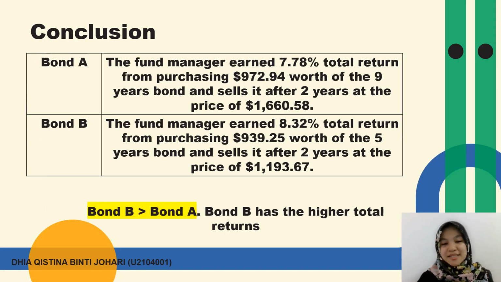So for the conclusion, we can say that bond A earned a 7.78% total return from purchasing at $972.94 and selling at the price of $1,660.58, while bond B earned an 8.32% total return from purchasing at $939.25 and selling at the price of $1,193.67. So we can see that bond B has a higher total return, which is 8.32%. That's all from me. Thank you.